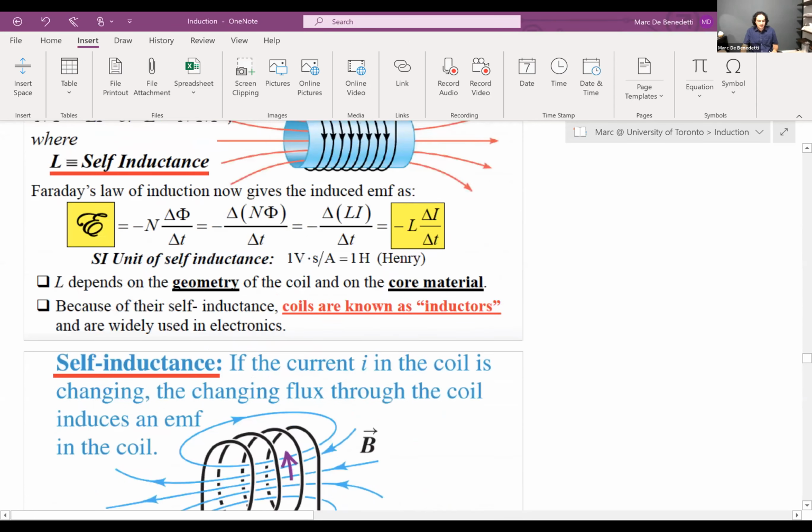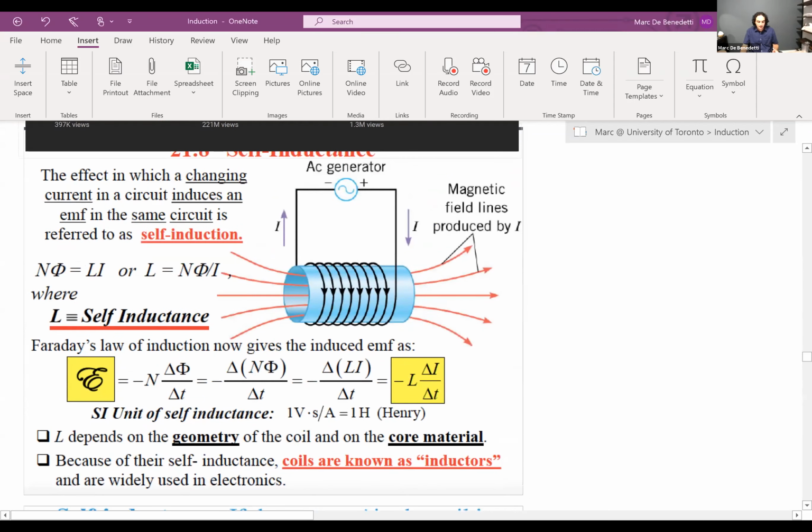Okay, so the last thing is self-inductance. I don't want to dwell on self-inductance too much. That was a shitty segue. It was a very sappy moment, and I just shifted right back into course material.